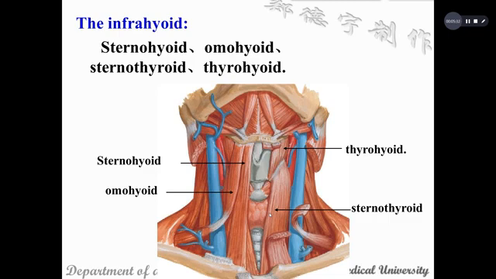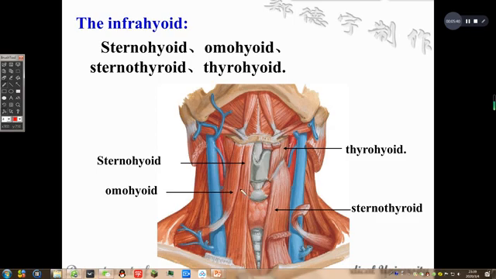And then the infrahyoid muscle includes the superficial group and the deep group, eight muscles in total. The superficial group, including here, from the sternum to the hyoid, so it's named the sternohyoid muscle. The omohyoid muscle is from the scapula to the hyoid bone. It also has two bellies, superior belly, inferior belly, and the central tendon. This is the omohyoid muscle. If we cut it, this one, from the sternum to the oblique line of the thyroid cartilage, so it's named the sternothyroid muscle. From the oblique line of the thyroid cartilage to the hyoid bone, the thyrohyoid muscle.